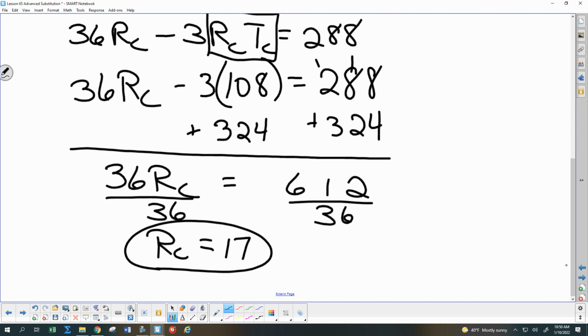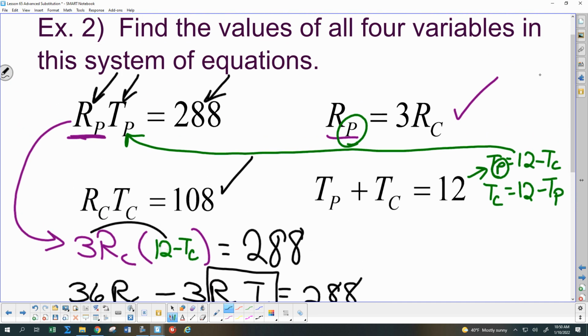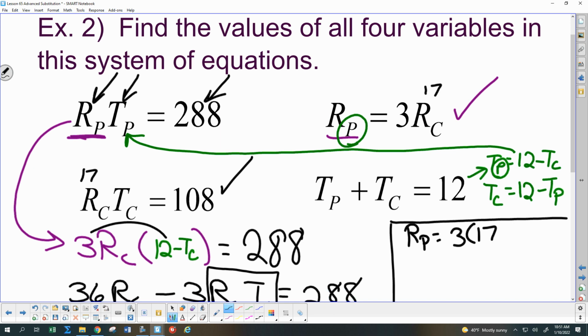Now we need to go back up to our system up here. So RC we now know is 17. So I see two places I can plug that in. That will let me get RP and it will let me get TC. So we've got RP is 3 times 17. What's that equal, everybody? How much? So 51. Why am I not seeing that on mine? RP. Oh, there it is. Just didn't look at the right place. So that's RP. And that also means we can say that 17 TC is 108.